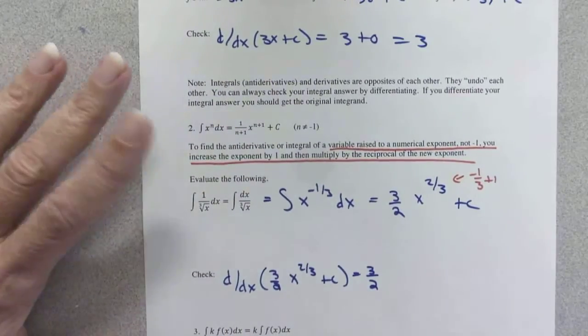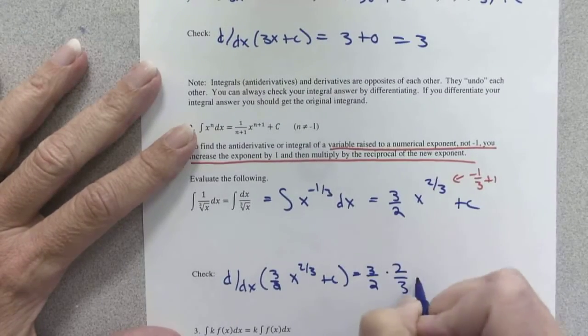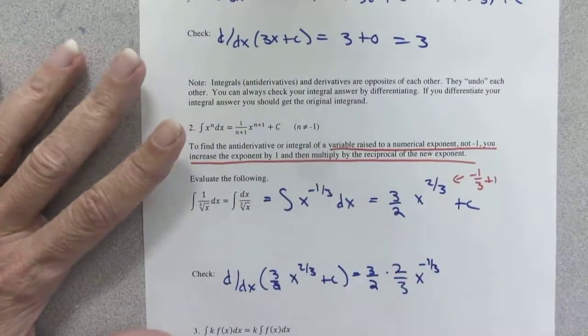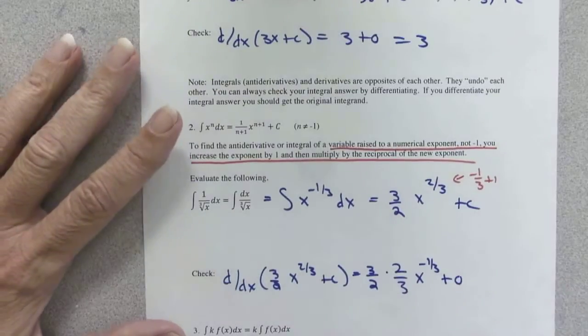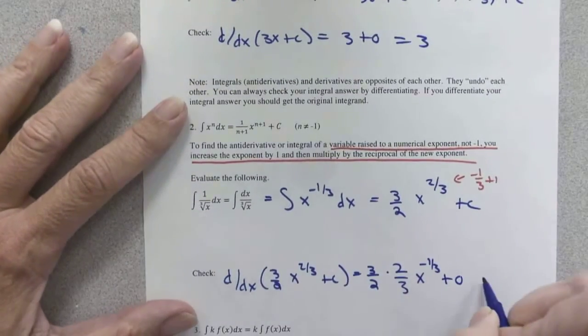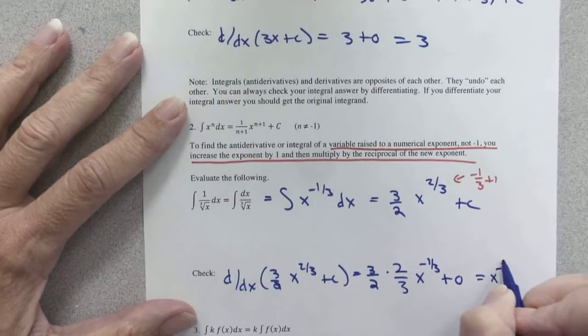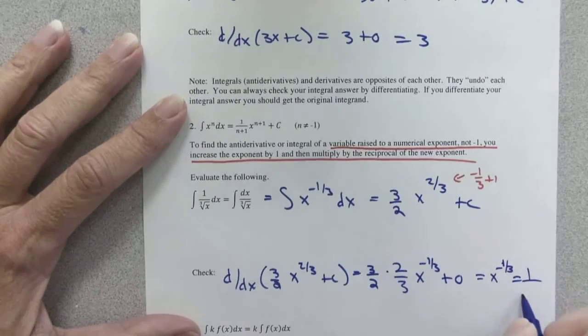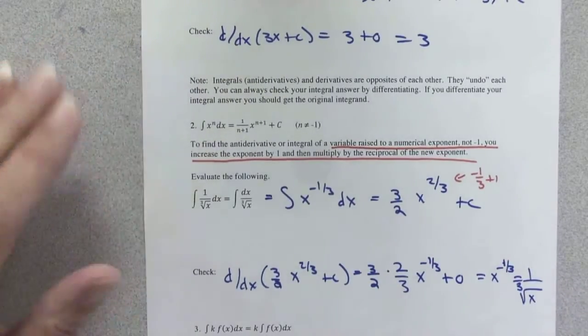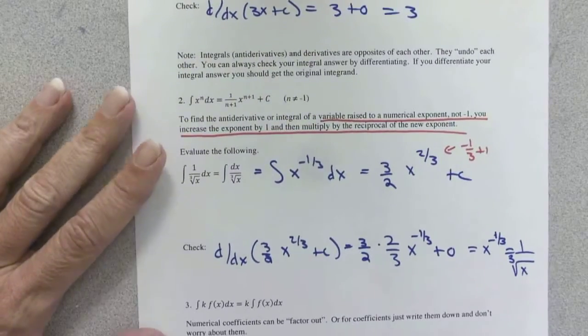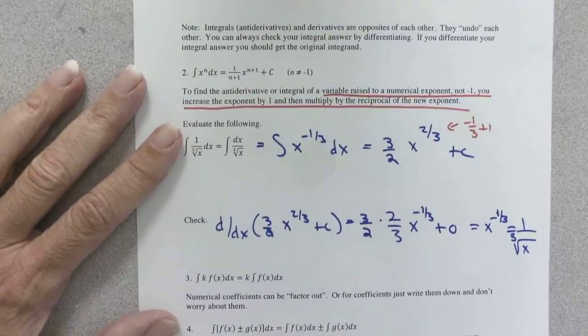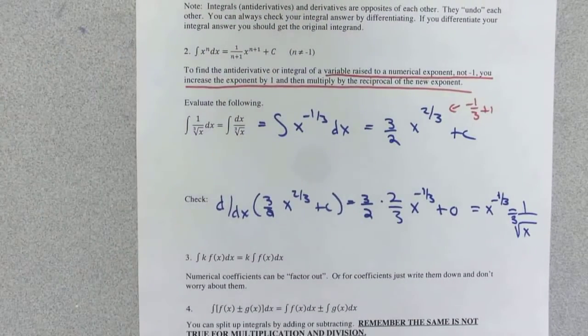The 3/2 just hangs out there. Multiply by the exponent. Decrease the exponent by 1. The derivative of that plus c would be 0. We get x to the -1/3, which is 1 over the cube root of x. And there's that one.